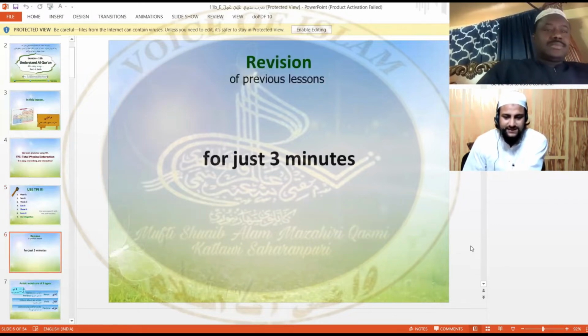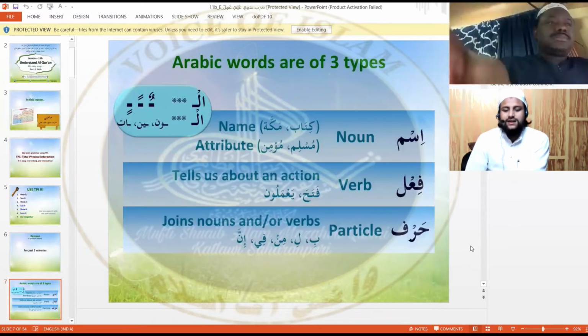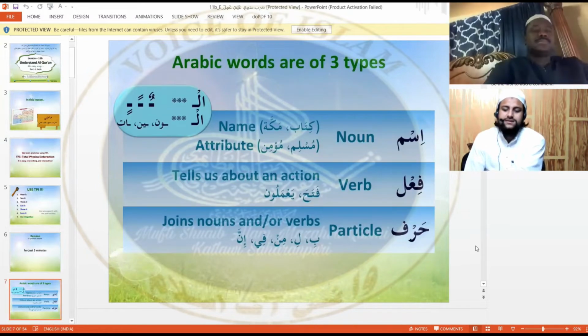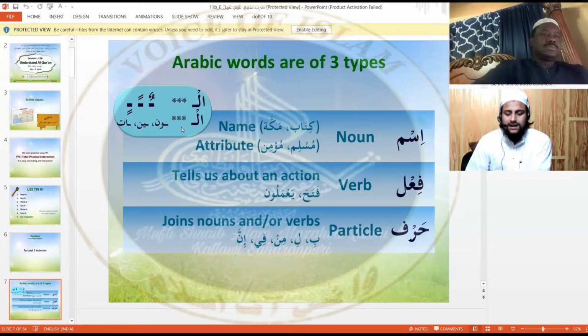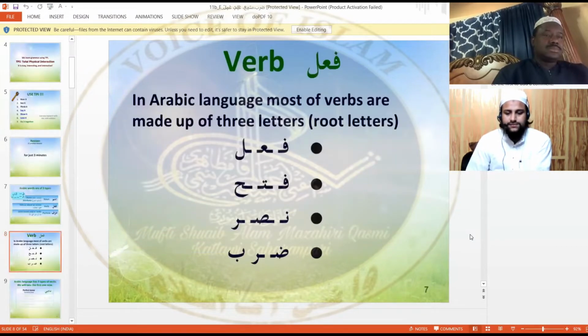Revision of previous lessons for just 3 minutes. Arabic words are of 3 types: ism, fi'l, harf; noun, verb, particle. Nouns like names, kitab, Makkah, attributes, Muslim, Mu'min. Signs of nouns come at the end, like dhammatain, fathatain, kasratain, al at the beginning, and un, in at the end. These are the signs of plural also.